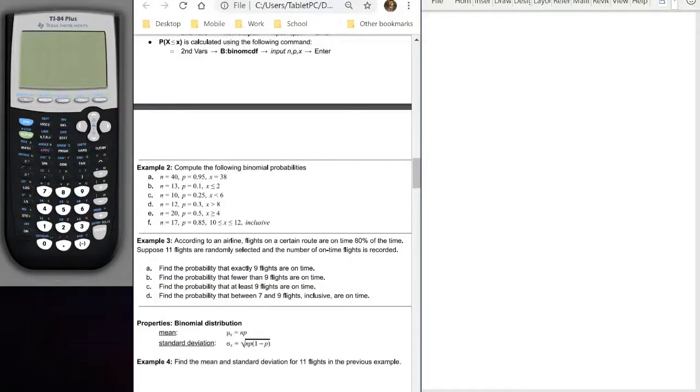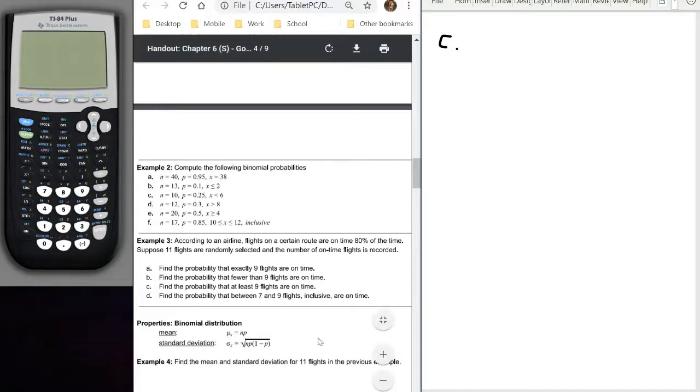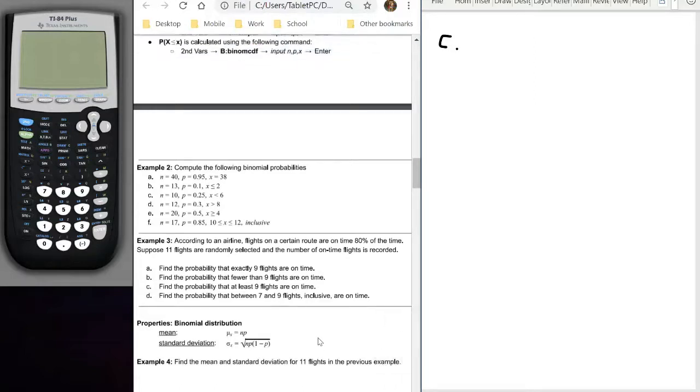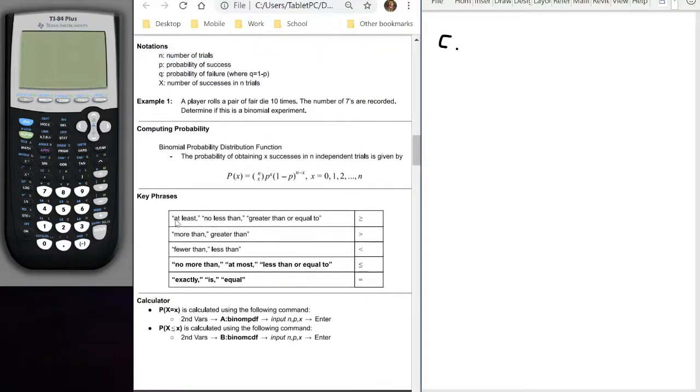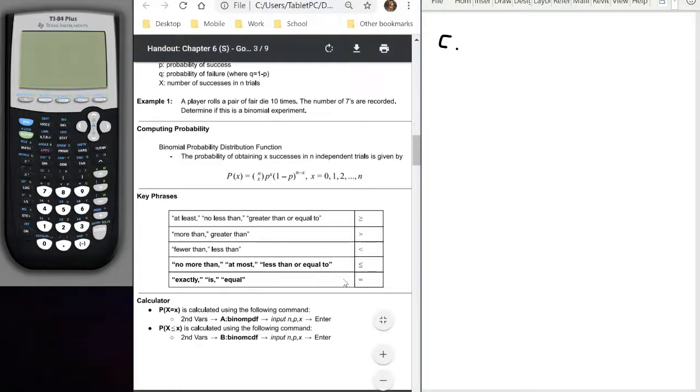Okay, in part C, find the probability that at least 9 flights are on time, and keep in mind once again, we're looking for keywords when it comes to the probability distributions. So the keyword at least is way up here. It's a greater than or equal to symbol. And once again, we're looking for two symbols of interest, either less than or equal to or equal to, because the equal to allows us to use binom PDF. The less than or equal to allows us to use binom CDF in the calculator. This one, the issue, is that it's completely flipped around.